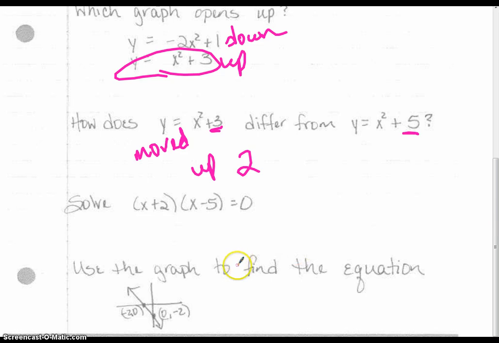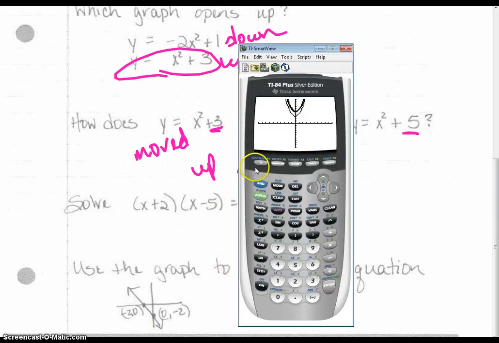To solve x plus 2 times x minus 5 equals 0, I would put this in at y equals. You start with x plus 2 in parentheses, times x minus 5 in parentheses, enter. The next one is going to be 0, because that's what was on the other side. You can look at your table or your graph; it really doesn't matter. Second calc, 5. Let it draw. Enter, enter, enter.